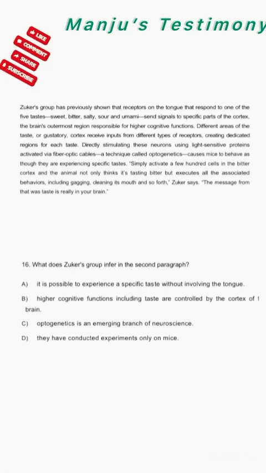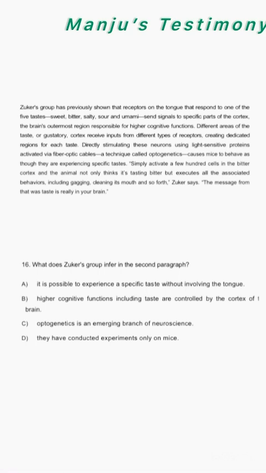What does Zucker's group infer mean? What they found out. What is their conclusion? This is the question. In option C, optogenetics is an emerging branch of neuroscience. That would not be a conclusion. And option D, they have conducted experiments only on mice. Is that a conclusion? Never, right? So options C and D can easily be eliminated now. Anyway, let's read the text for the other options. Option A: it is possible to experience a specific taste without involving the tongue. So let's read the text.